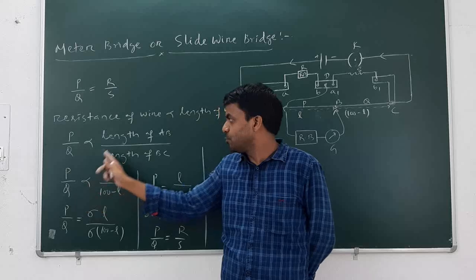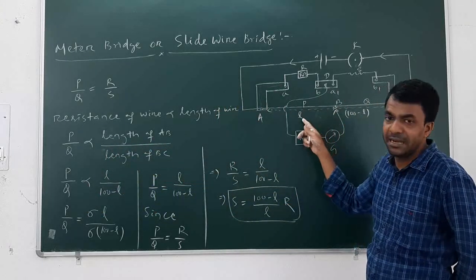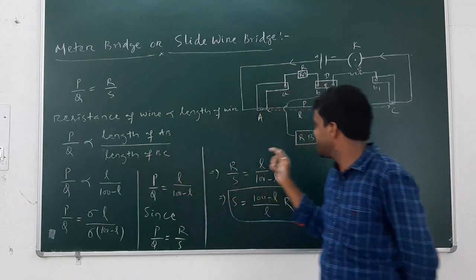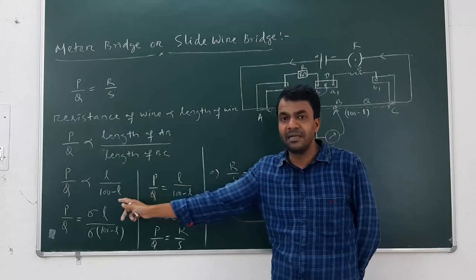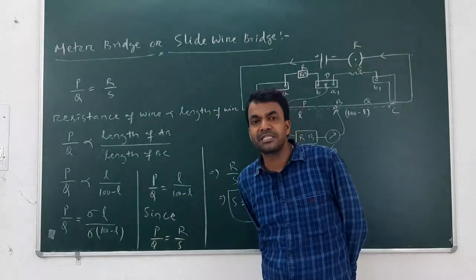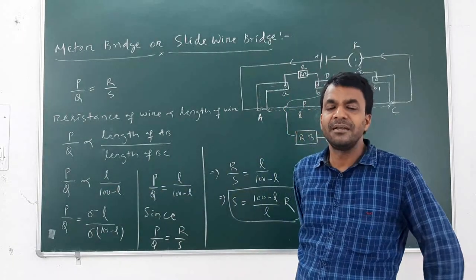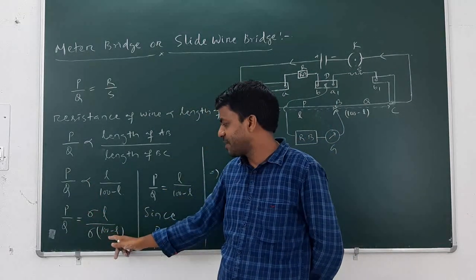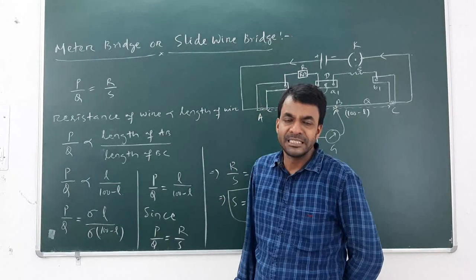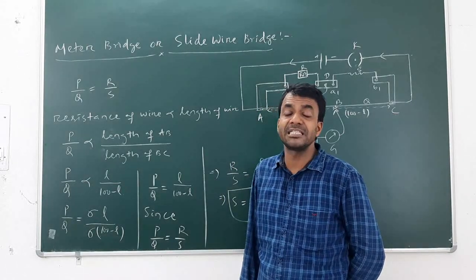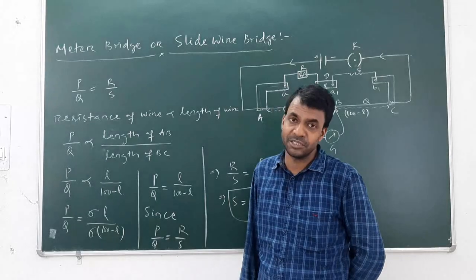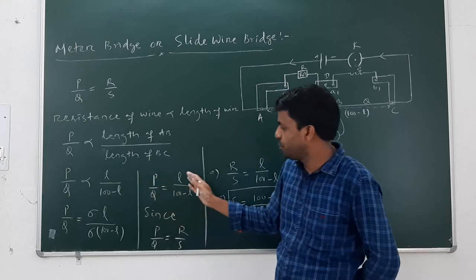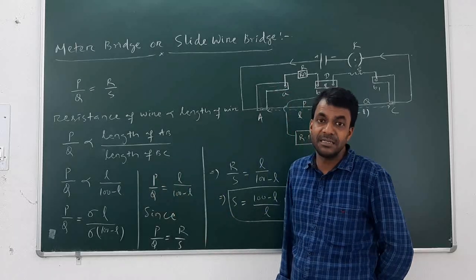Whenever P by Q, length of AP, how much? That is L. B is the null point. Length of BC, how much? That is 100 minus L. Whenever there is proportionality, there is a proportionality constant. Let it be sigma. So P by Q is equal to sigma L by sigma into 100 minus L. Sigma is the resistance per unit length, that is a constant. Now sigma cancels out. P by Q is equal to L by 100 minus L.